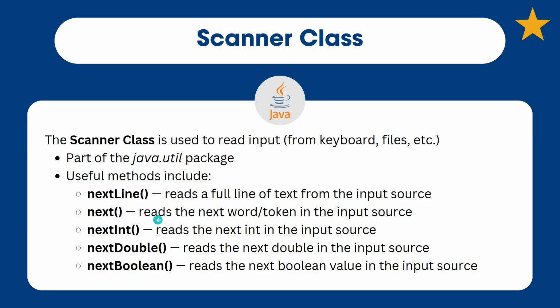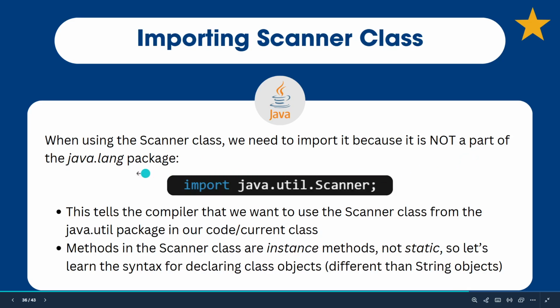We have next if you want to read individual words or tokens, however you want to refer to those text or word items. So if you want to read word by word, you're going to use the next method. If you want to do just the next integer in the input source, you could use nextInt. If you want to read the next decimal, you could do nextDouble. If you want to find the next Boolean value, then you'd use nextBoolean. Like I said, though, nextLine is the most useful.